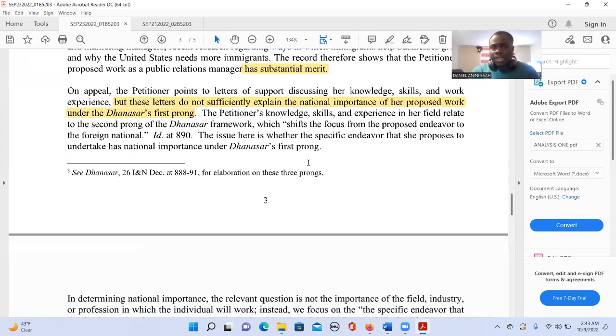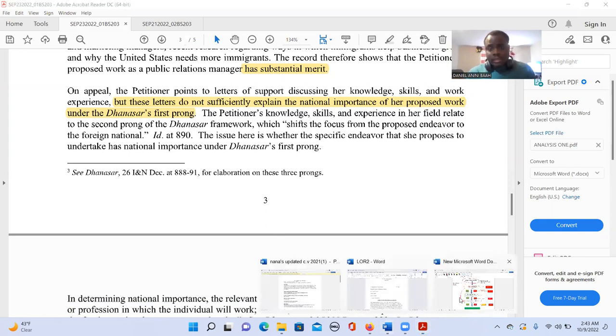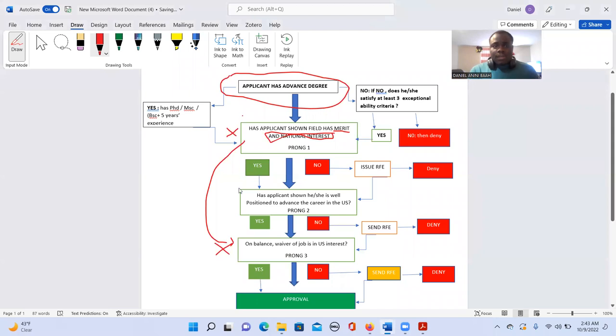Now let's look at what the immigration appeals board said. The issue here is the petitioner's knowledge, skills, and experience in a field relate to the second prong of the Dhanasar. Exactly. The person submitted recommendation letters talking about her skills, knowledge, and experience. That is not relating to the first prong. That is something relating to the second prong. So you see that instead of responding to the first prong, the person submitted skills and experience, talking about the second prong. So that means he's even still missing the point.